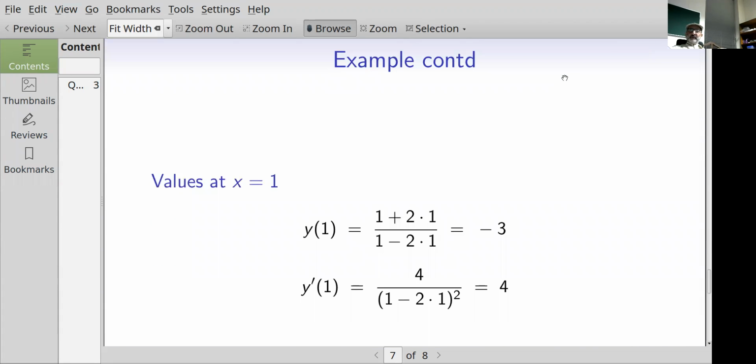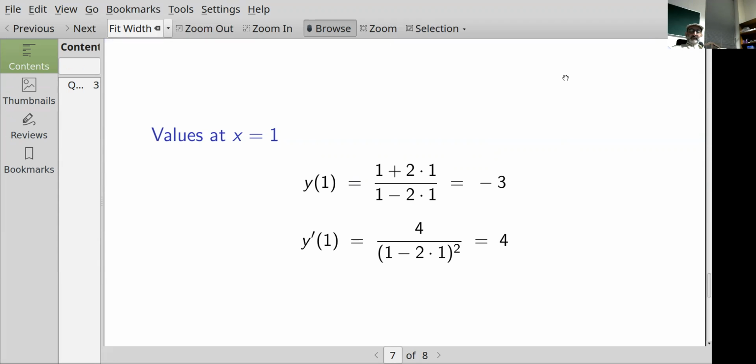Okay, now if we wanted to linearize that function at, say, when x is equal to 1, then y of 1 is 1 plus 2 times 1 over 1 minus 2 times 1, which is minus 3. And the derivative is 4 over 1 minus 2 times 1 squared, which is equal to 4.